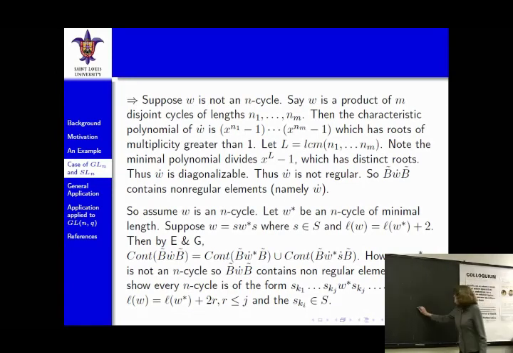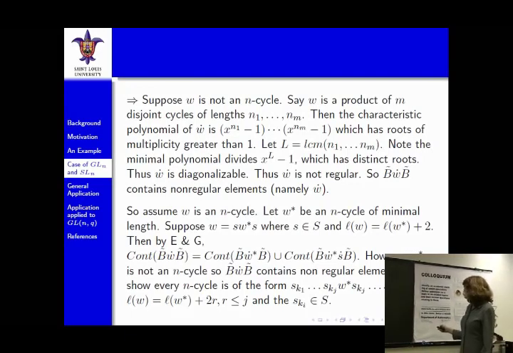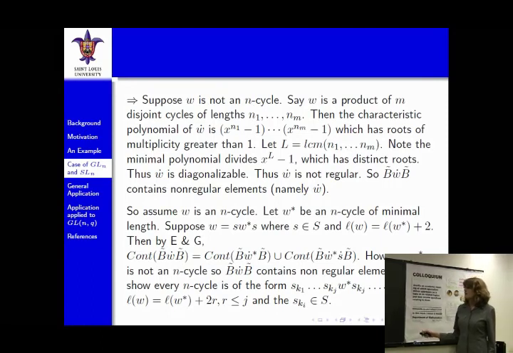So this is our W star, and this is one of the S's. Then, let's see, 3 goes to 2, and 2 goes to 3. 3 is fixed, so this is not an n cycle. And you can always see, if you multiply an n cycle on the right by a transposition of the form i, i+1, you will get an n cycle. So this is not an n cycle, so this contains non-regular elements.